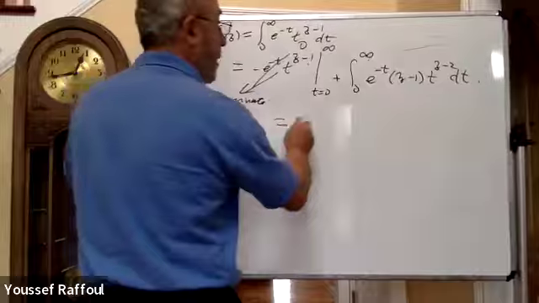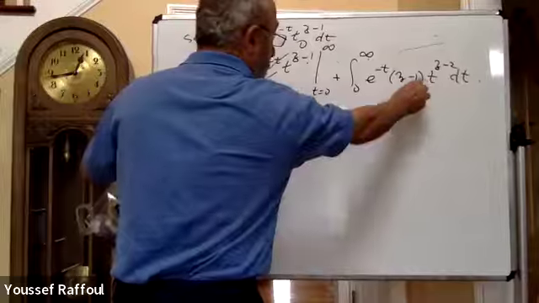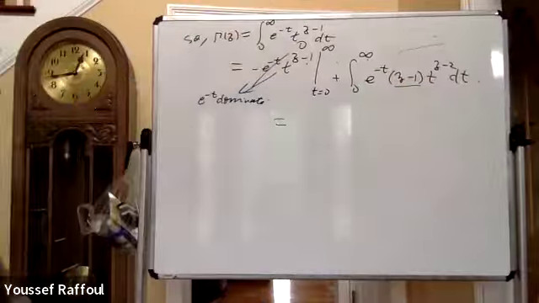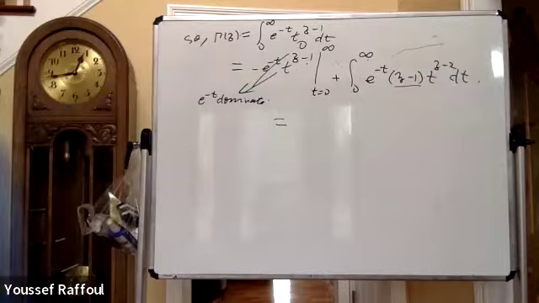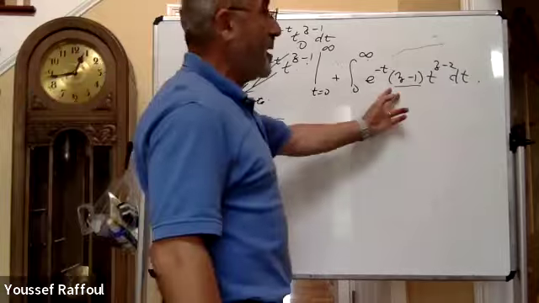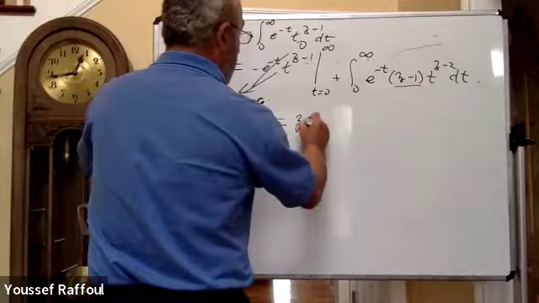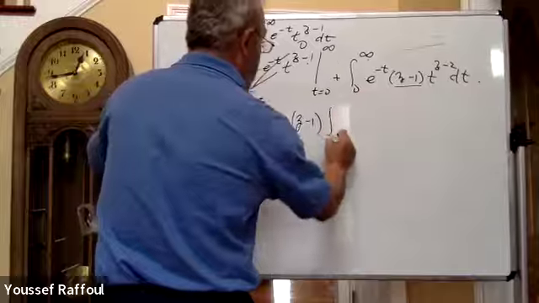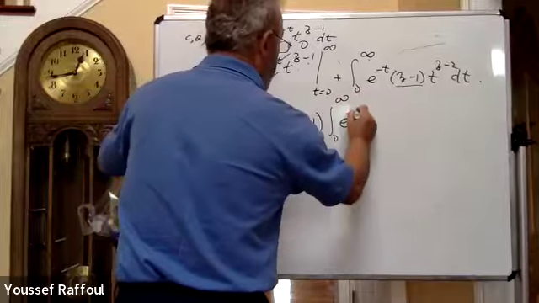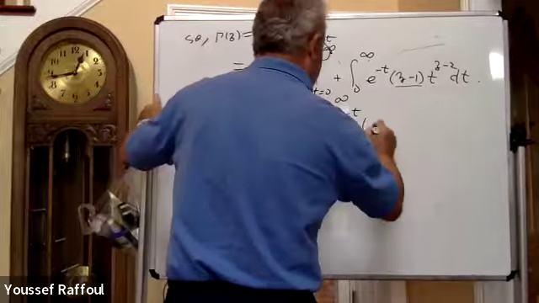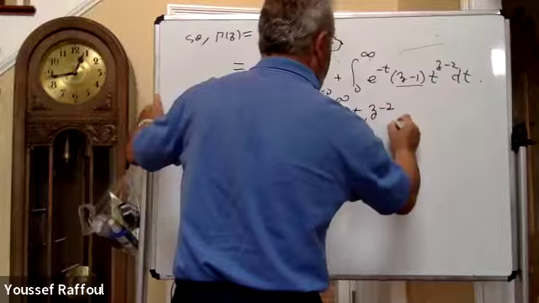So you are left with, you see, the integration is taken with respect to t. And on the inside, I have z minus 1 as a multiplying factor, so I can pull it out. I get z minus 1 times the integral from 0 to infinity of e to the minus t, t to the z minus 2 dt.